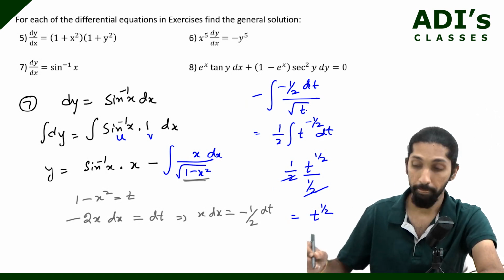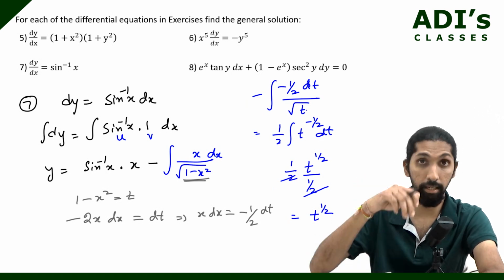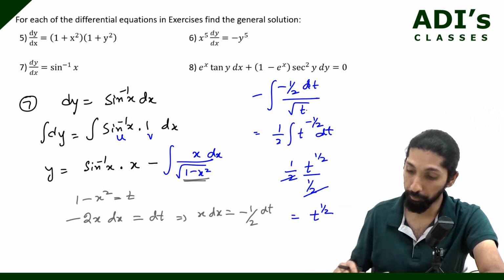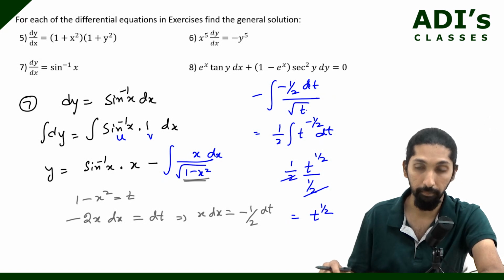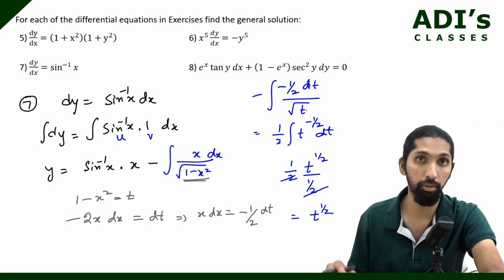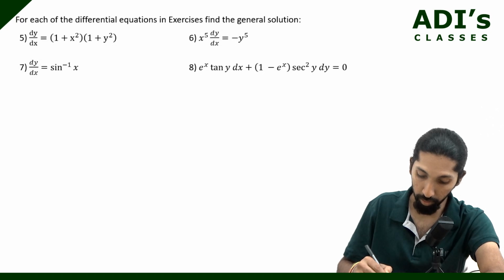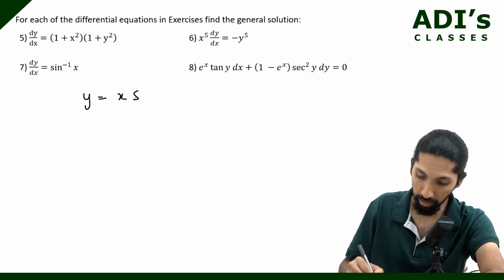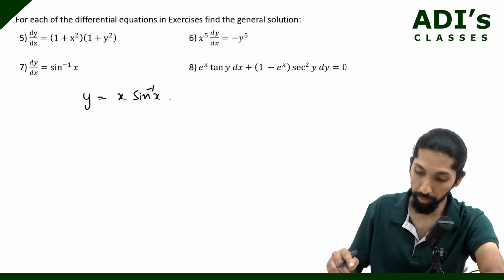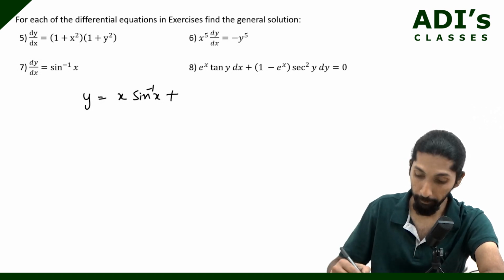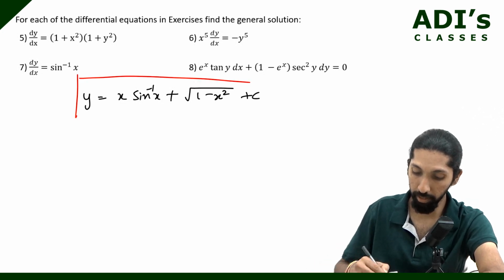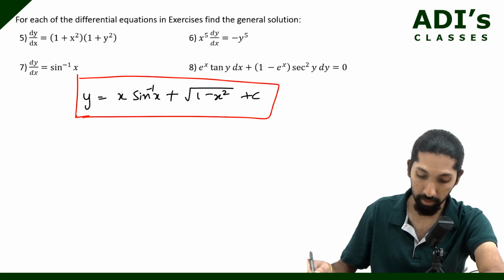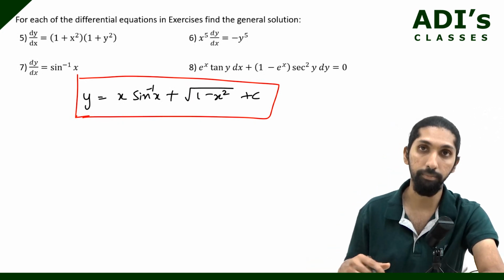Make sense? So the first part is what? x into sine inverse of x plus root of 1 minus x square, isn't it? So the final answer is going to be y is equal to x into sine inverse of x plus, that was root of t, root of 1 minus x square plus c. So this is going to be the final answer for the 7th question.